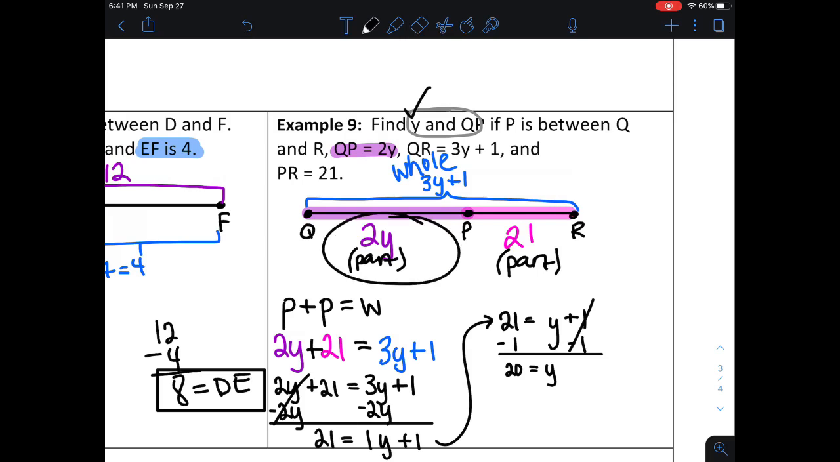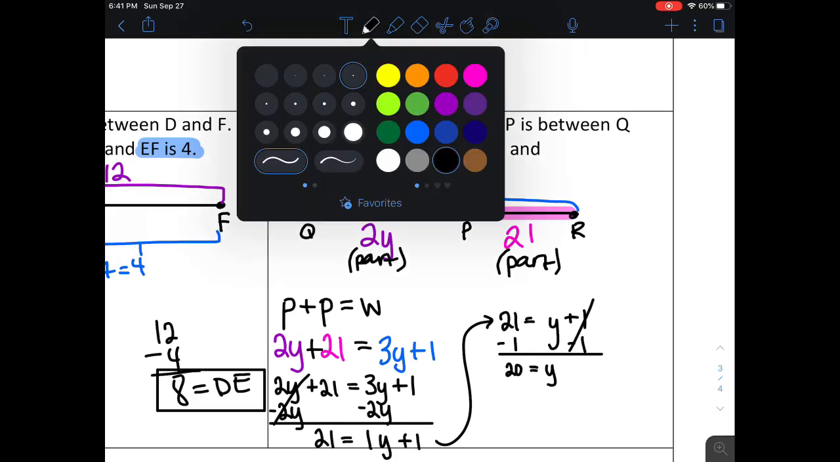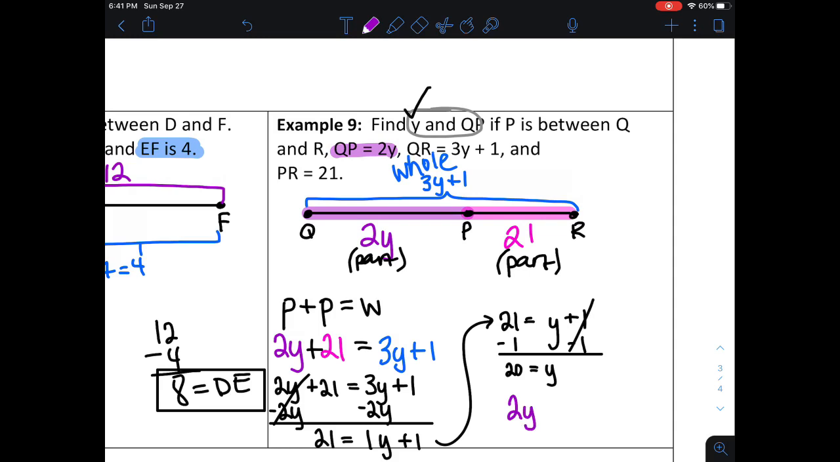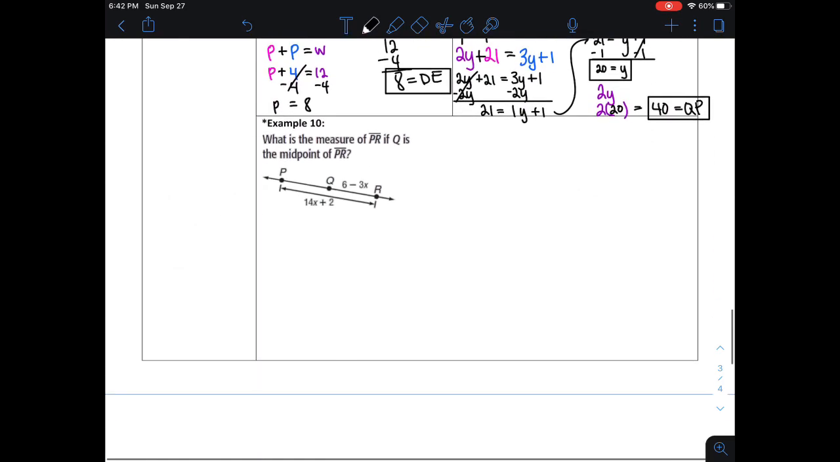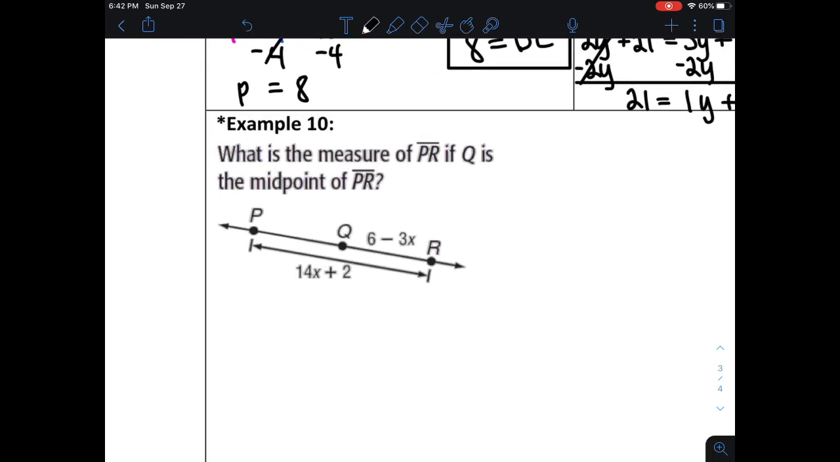So QP, don't forget, was right here. Right? Q to P. That's right there. So that was 2Y. We just need to find that part. So 2Y. Let's figure out what that's going to be. So that's going to be 2 times Y. Well, we just figured out that Y is 20. So that's going to be 40, right? Because 2 times 20 is 40. And that is QP. So that is one of my answers. And here's the other of my answers. Great. We're done. Next, what is the measure of PR if Q is the midpoint?